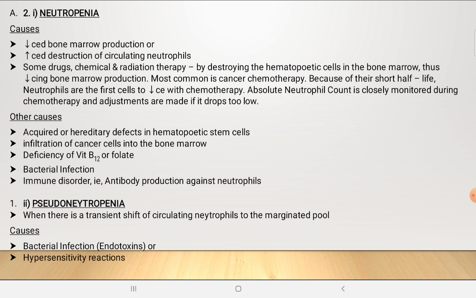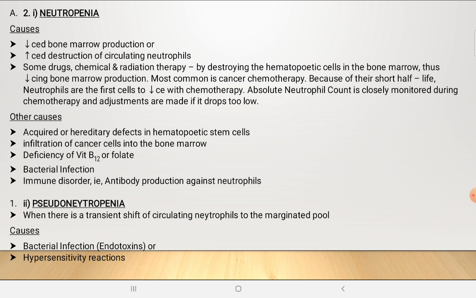Some drugs and chemicals and radiation therapy procedures cause destruction of the hemopoietic cells within the bone marrow, which cause the production of these WBC cells. When the hemopoietic cells are being destroyed due to radiation therapy, chemicals or some drugs, it causes a decrease in bone marrow production. Most commonly it is seen in cancer chemotherapy treatment procedures.